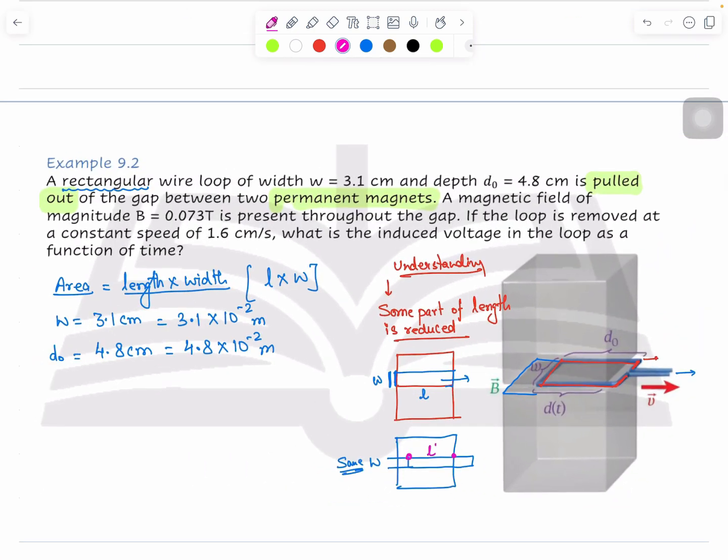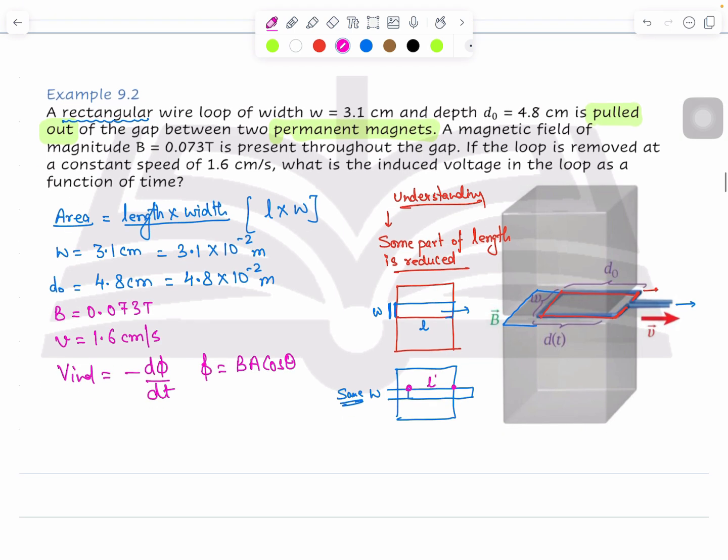Now so that you can solve it, okay, the magnetic field is given. B, what is the value? 0.073 Tesla, present throughout the gap. If the loop is removed at a constant speed, velocity is given as 1.6 centimeter per second. Okay, what is the induced voltage? We are looking for V induced, which is equal to minus d phi over dt. Flux is equal to BA cosine theta. What is it as a function of time? Okay, angle is not given, then we can generally take theta is equal to 0 degree because it is going parallel.